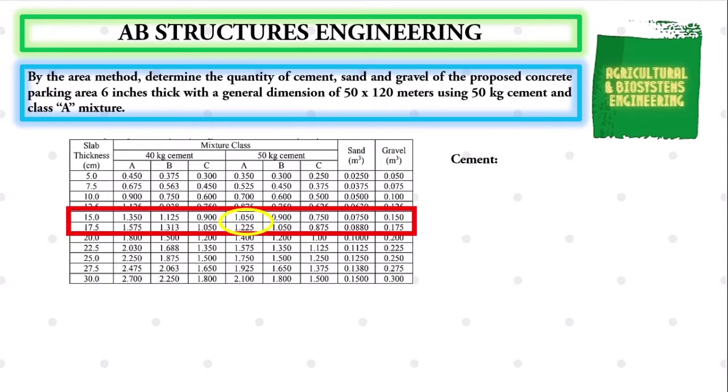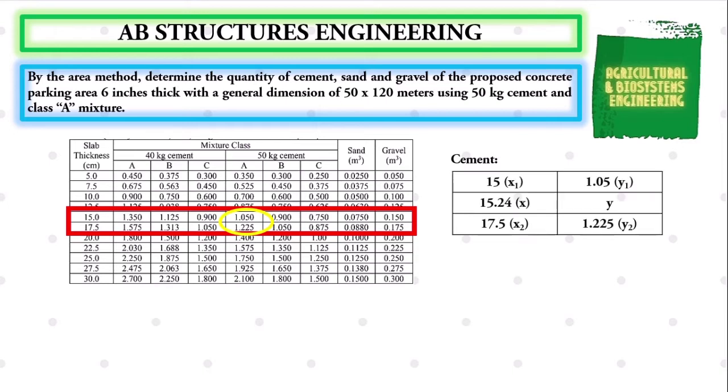By interpolation, we refer to our table for our values. The left row is the thickness value. We have the 15 centimeters to be the x1, the 15.24 to be the x value, and the 17.5 centimeters to be the x2. Now, the right row serves as our cement value. We have the 1.05 as our y1, the y value, which is the cement value that we are going to solve using the interpolation method. And, we have the 1.225 to be the y2.